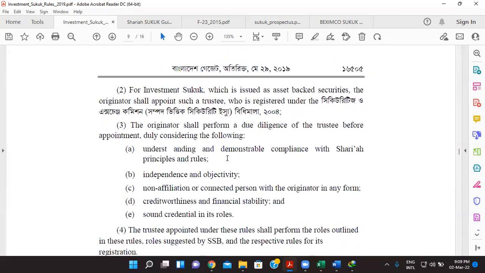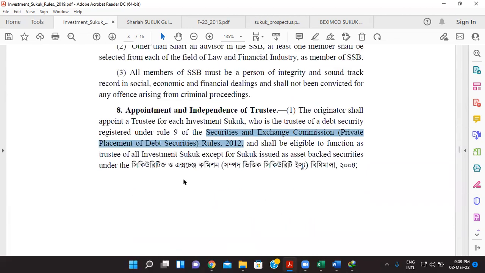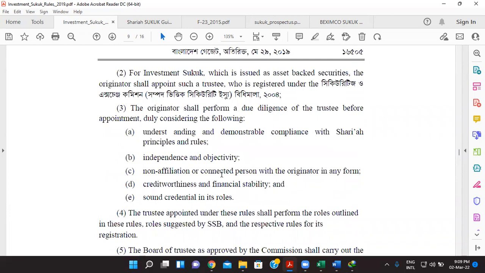But if it is asset-backed securities, in that case, the originator shall appoint such a trustee who is registered under the Securities and Exchange Commission Asset-Backed Security Issue Guidelines 2004. So just in which case, which guidelines will be applicable? That has been the point here. Okay, in 1 and 2.